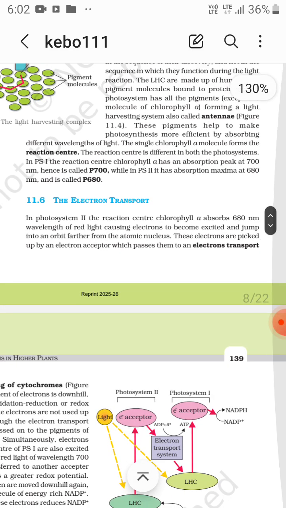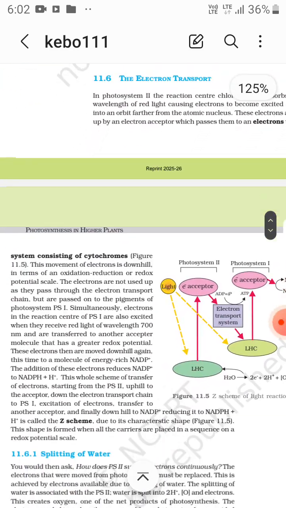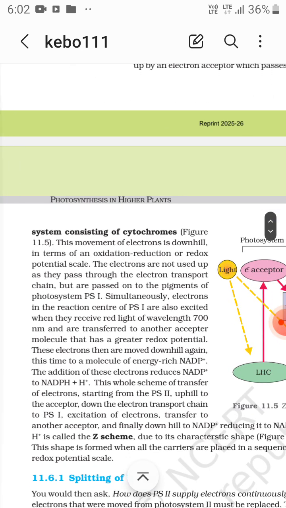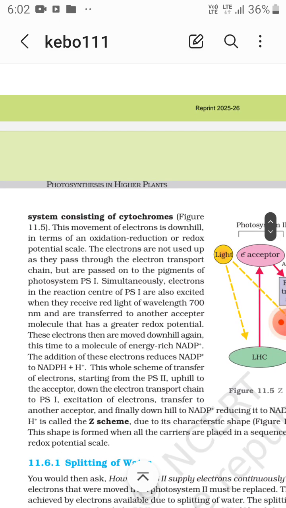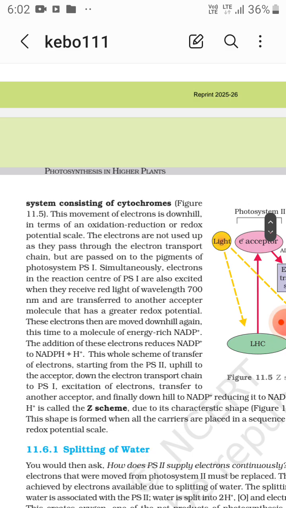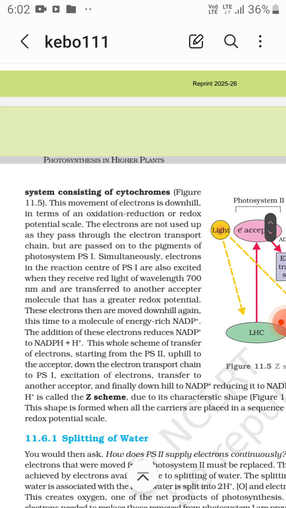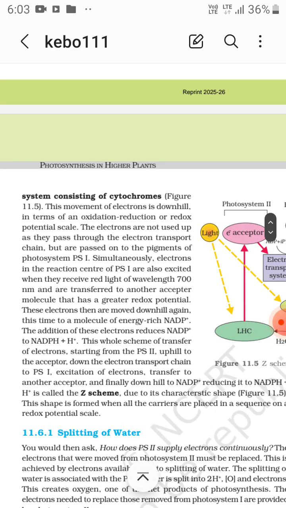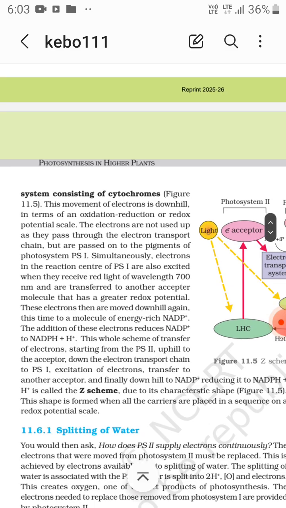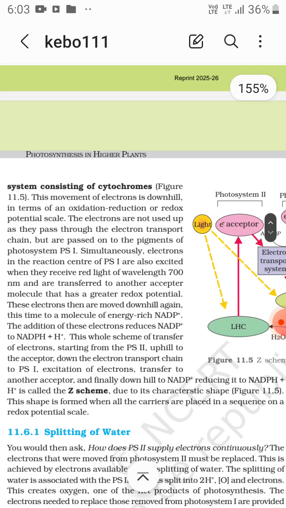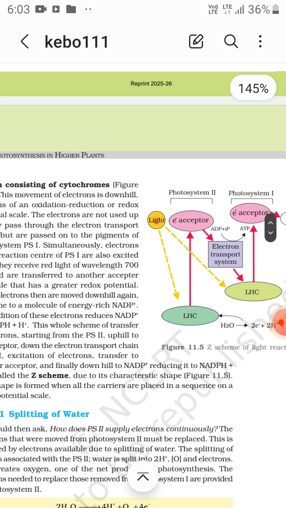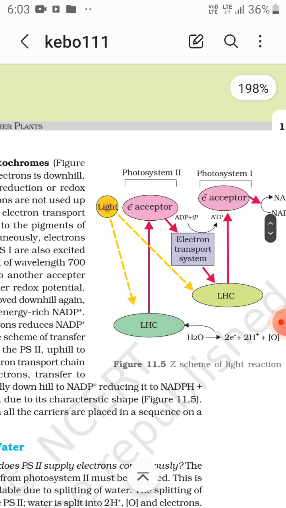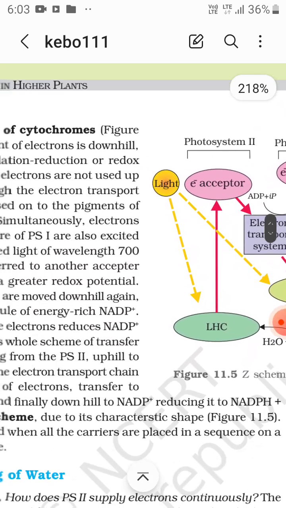Now these electrons are picked up by an electron acceptor, which passes them to an electron transport system consisting of cytochromes. This movement of electrons is downhill in terms of an oxidation reduction or redox potential scale. Now as you can see, the electrons are not used up as they pass through the electron transport chain, but are passed on to the pigments of photosystem 1. Okay, so the electrons are not used up, but they are passed from photosystem 2 to photosystem 1, right?